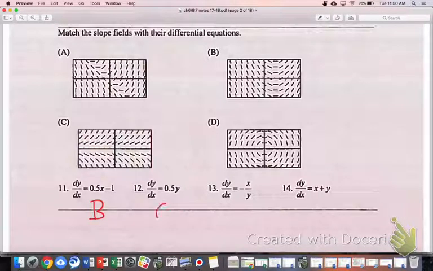But when you get down to 13 and 14, dy dx depends on x and y in both. And there's two that kind of exhibit this diagonal-ish, non-vertical, non-horizontal pattern. So what do you guys think? 13, what'd you go with? 13 does go with D, leaving 14 to be A.